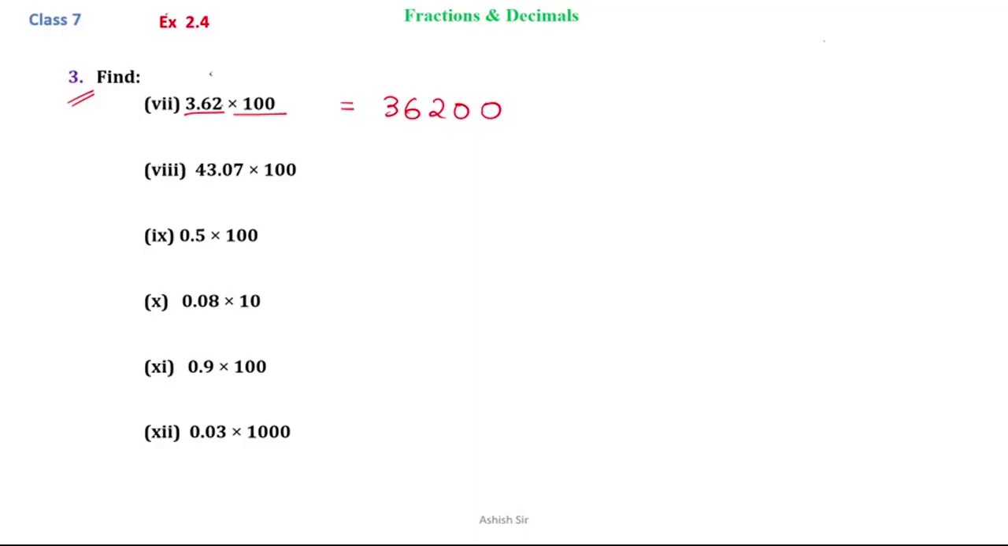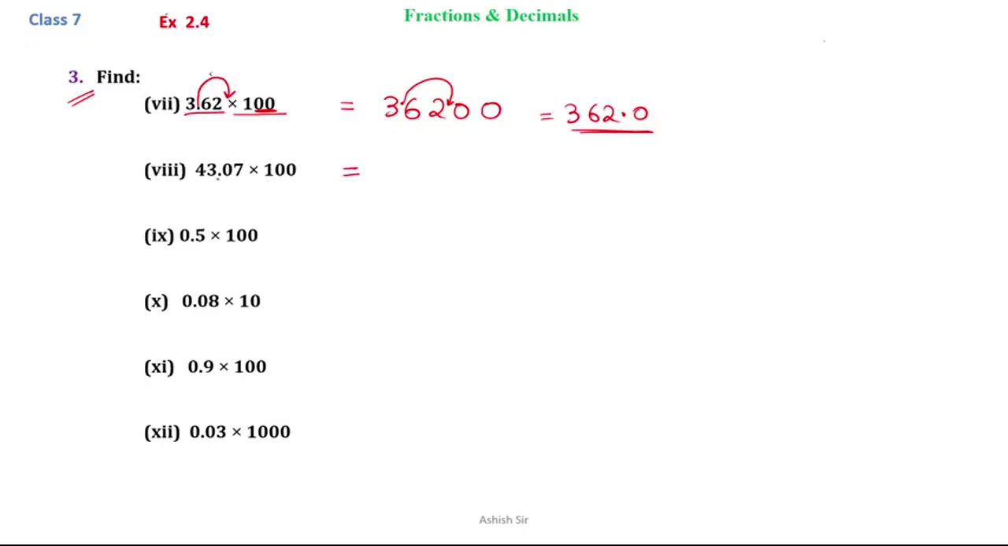Now as we see in multiply, the point moves to the right. As many number of zeros are here, so there are two zeros. So the point will go two digits to the right. So from here, point will go here. So our answer will be 362.0.